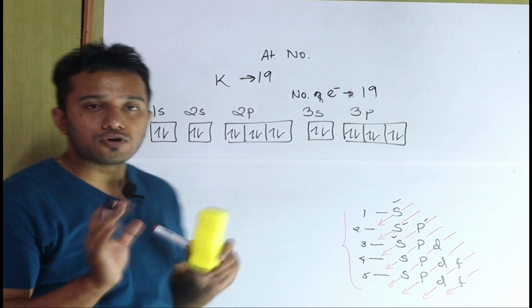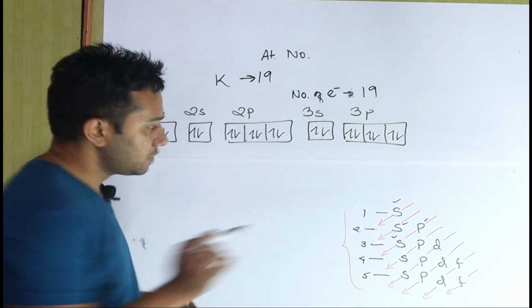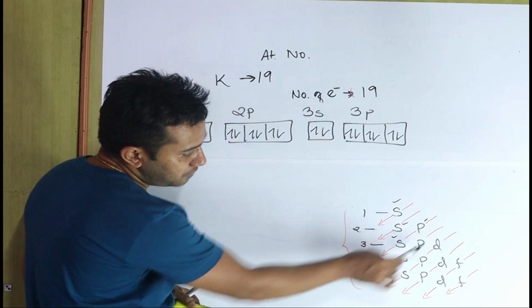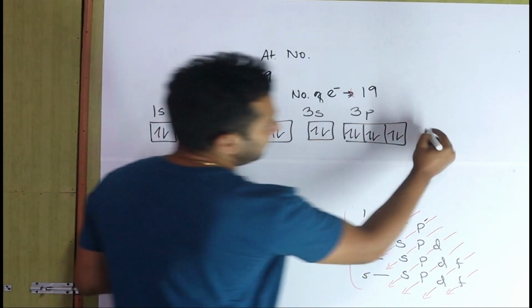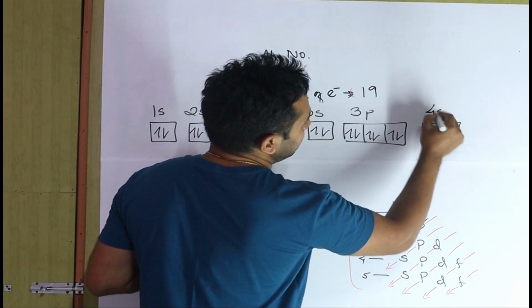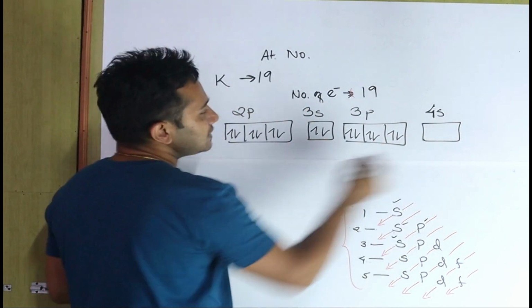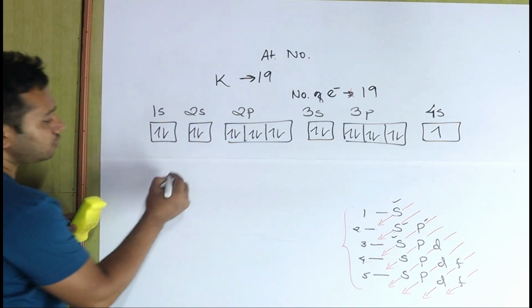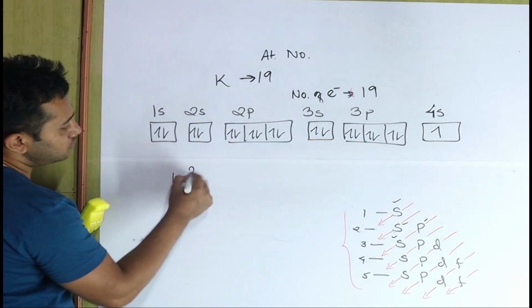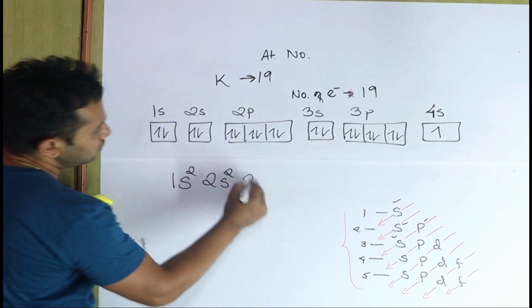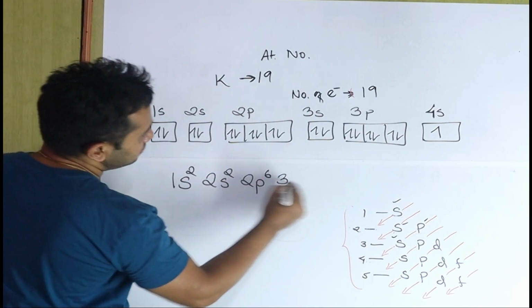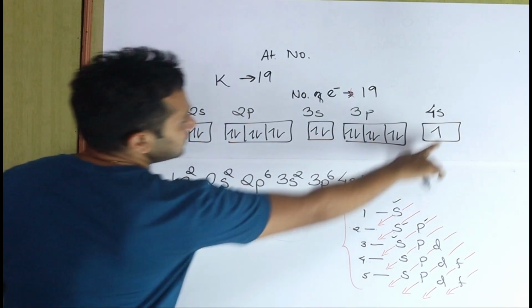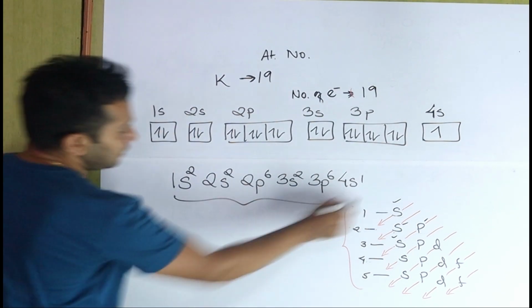After 3p, which orbital are we supposed to draw? We'll check this out. After 3p, I'm supposed to draw 4s, right? After p, we have s. So out here, I'm supposed to draw 4s, and the last electron will enter 4s. So if I write the electronic configuration: 1s2, 2s2, 2p6, 3s2, 3p6, 4s1. Since there is 1 electron, I can write it this way.